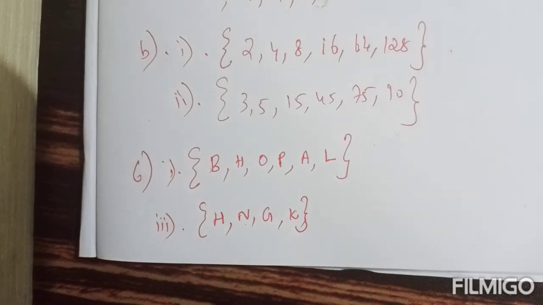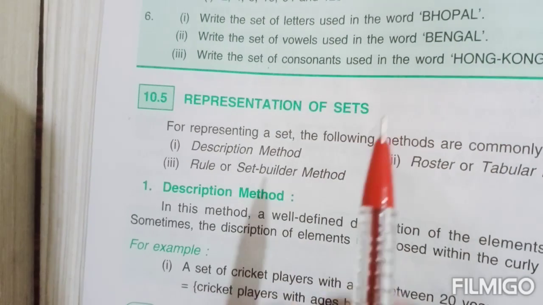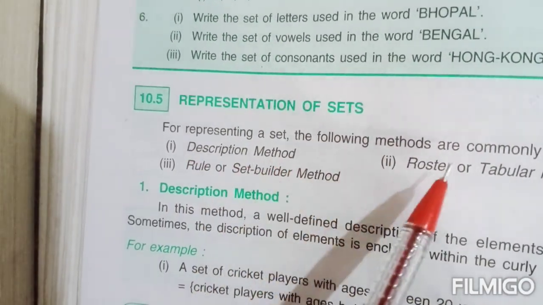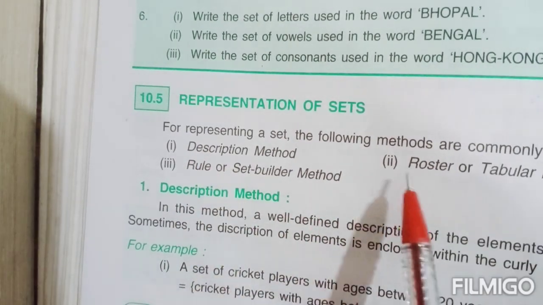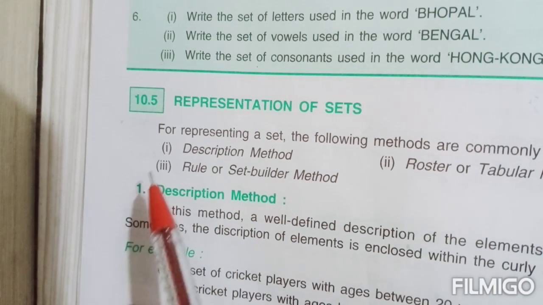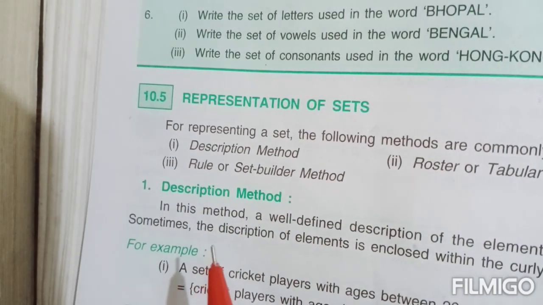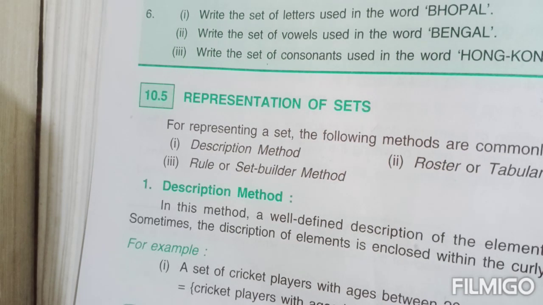Okay. Next topic, representation of sets. For representing a set, the following methods are commonly used. First one, description method. Second one, roster or tabular method. Third one, rule or set builder method. So these are the three methods we will use to represent a set.